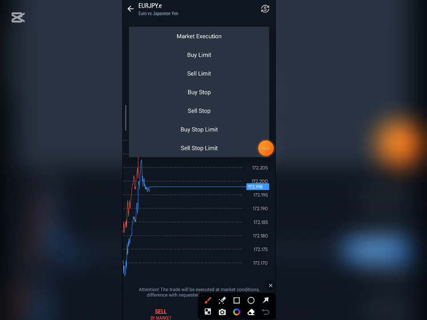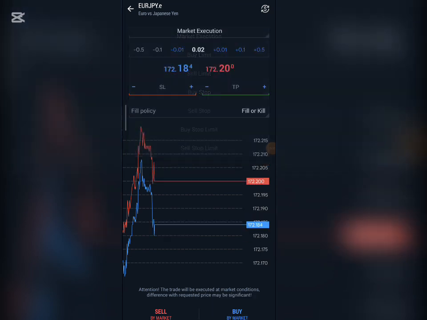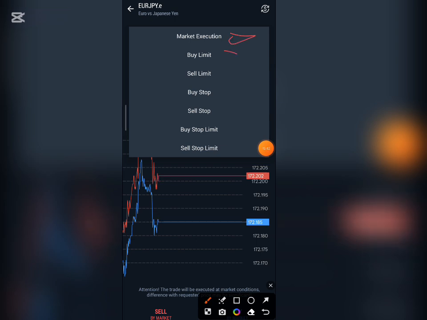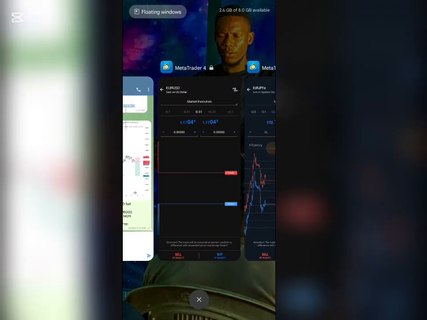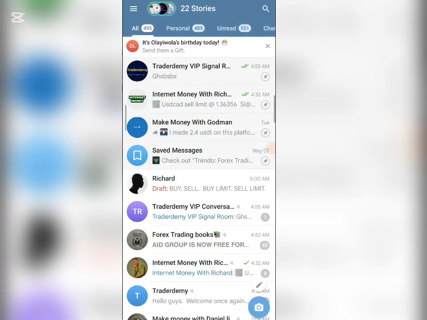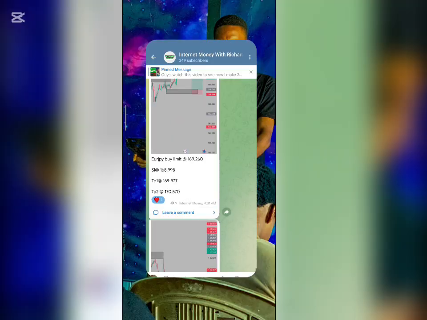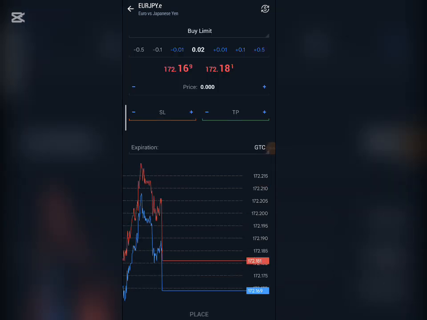But most of the time, these are the kinds of signals I'll be dropping: the market execution, buy limit, sell limit. So now the signal we saw, the one here, I said buy limit, right? Euro JPY buy limit. So you're going to tap on market execution, then click on buy limit. Now, for this one, it's quite different because it asks you to enter your price. So what is the meaning of buy limit?